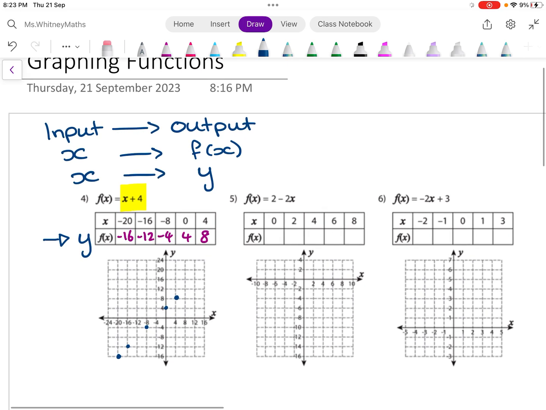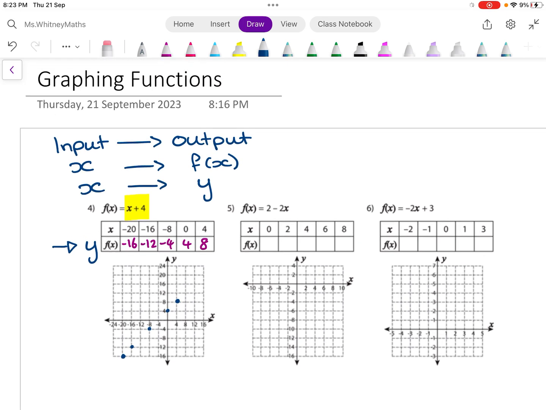Now, it would be great if you could just pause the video. If you don't want to draw this, you could always screenshot and then try to draw over the top of the graphs. And just try to now have a go at the next two. Pause the video and then come back and I will go through the answers.